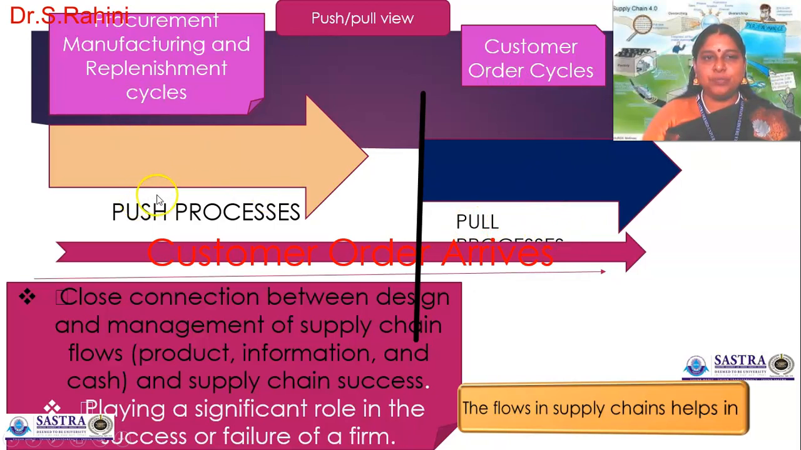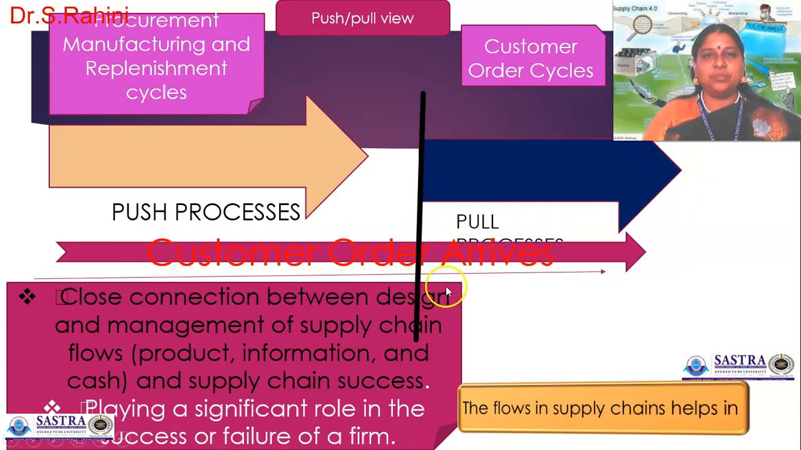They must use the push strategy. So the manufacturer is identified, the replenishment cycle is identified, the supplier is identified, the distributor is identified, and they will be just pushing the process. Here they are anticipating the purchase of the customers, and the customer order cycle is expected, and they are pulling the order cycle here. This is when the customer order arrives. This is what the customer order is.